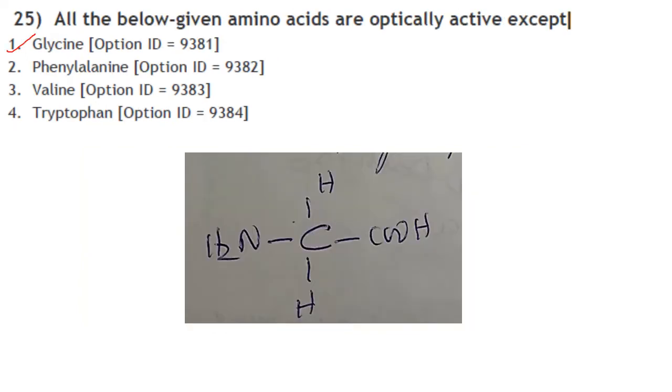Then all of the below given amino acids are optically active except. So optically active amino acid, they contain 4 different groups on the alpha carbon atom. Here glycine, it has 2 groups which are the same attached to the alpha carbon atom, that is H and H. So it is the only one which is optically inactive. Answer is option 1.